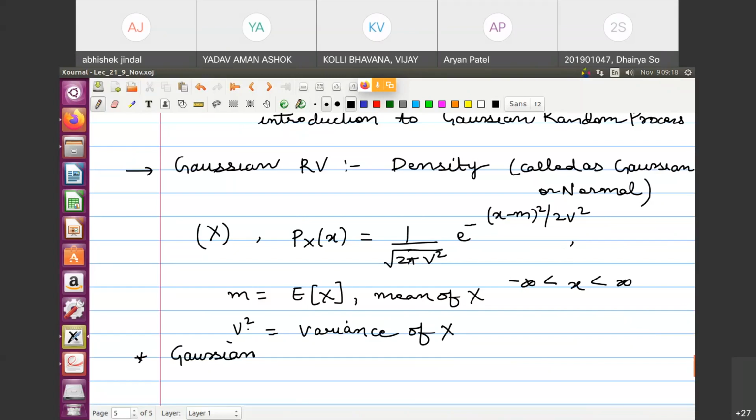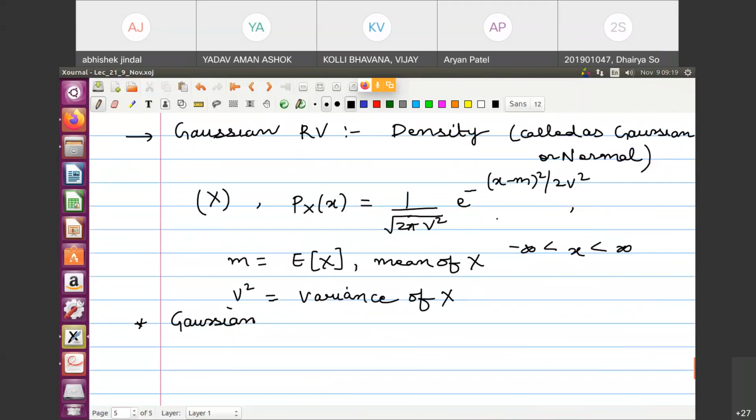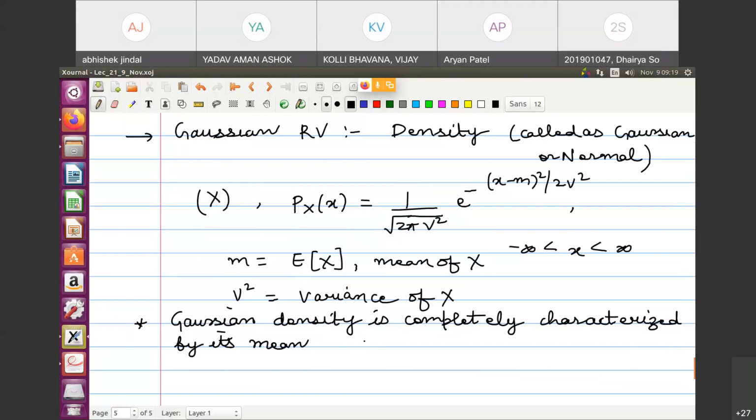The variance deals with the second moment. Then you might need the third moment, then the fourth moment. So different moments you may need to characterize the PDF of a particular random variable. But for the Gaussian case, you need only two moments, the first moment and the second moment. So the Gaussian density is completely characterized by its mean and variance. This is a fact which you must memorize, or we can just relate it to the PDF if you remember it.